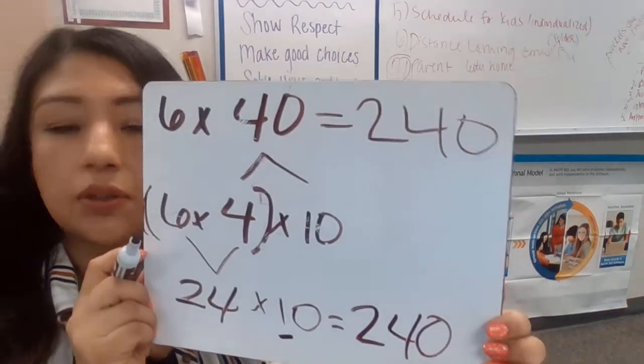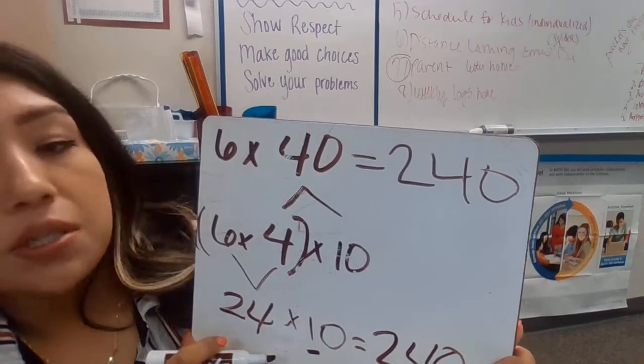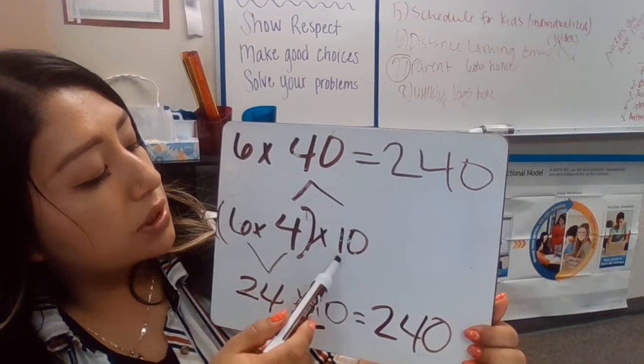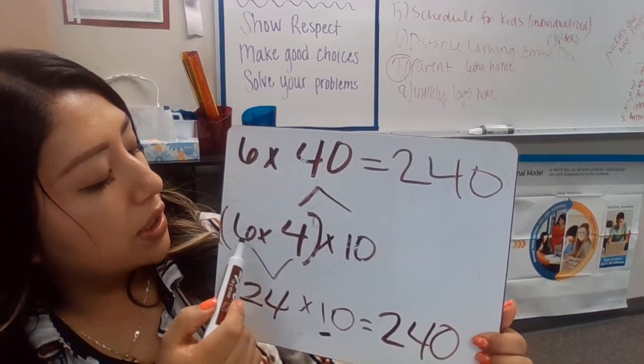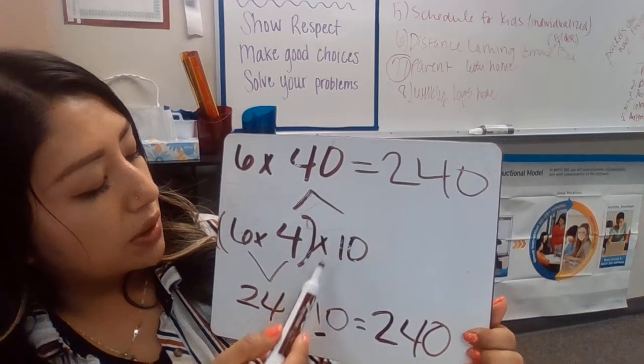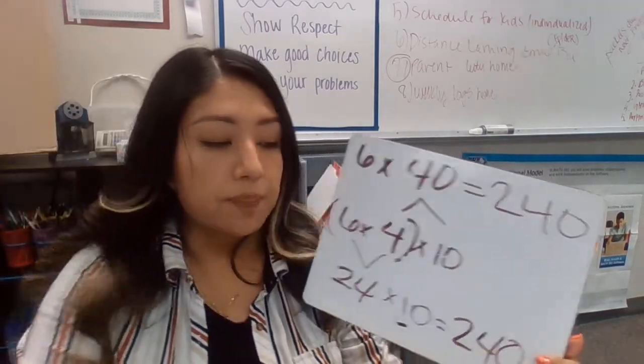We broke it down because it's simpler and easier for you to do, instead of just doing 6 times 40 in your head, right? We can break it down into 4 times 10 and then bring down the 6. You are able to multiply 6 times 4. You get 24, and then you bring down the 10. You multiply 24 times 10, and that gives you 240. Again, I hope all these skills help you. If you have any questions, please feel free to rewatch this video as many times as needed, or message myself or Ms. Mejia on Classroom Dojo.